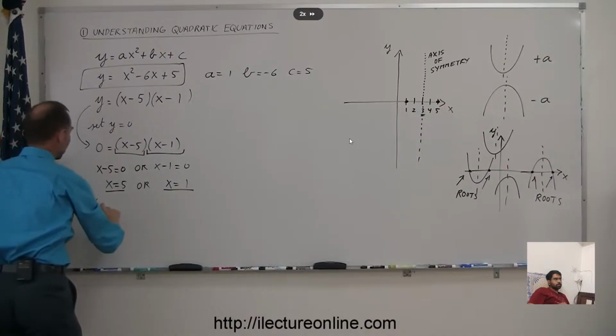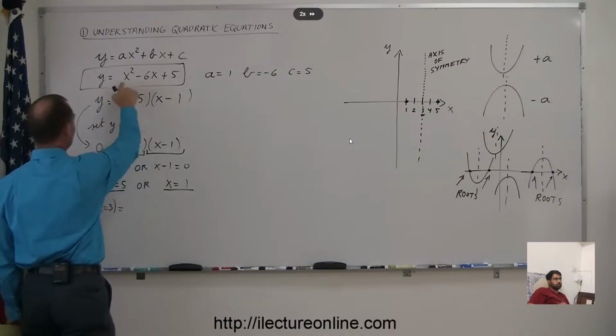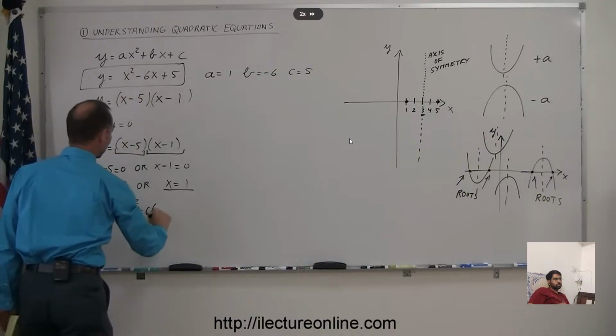So I'm going to solve for my equation when x equals 3. That's again the point where the axis of symmetry goes right through. Let's see what I get. So I'm taking my equation, and instead of x, I'm going to write a 3. So I get 3 squared minus 6 times 3 plus 5.